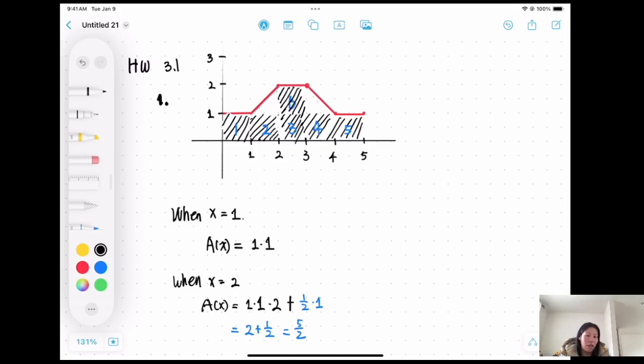And then the next thing is, take a look at the area that is not shaded, which is the 2 red parts. It's 2 triangles. When they're combined together, this becomes a full square. So in total we have 7 squares. So the total area from 0 to 5, meaning that when x equals 5, the area equals 7. And you can calculate that by yourself.